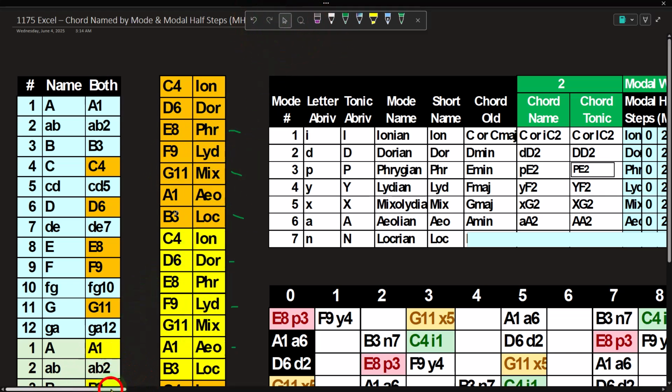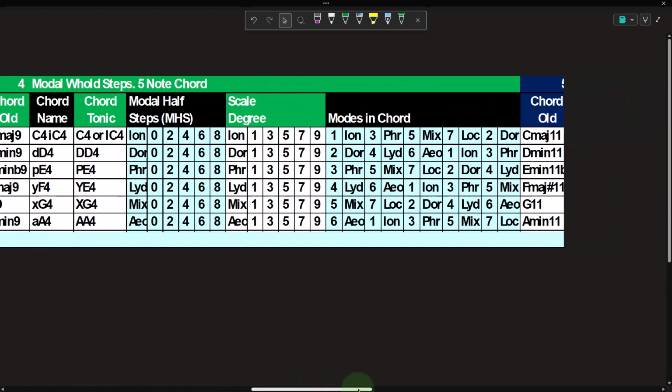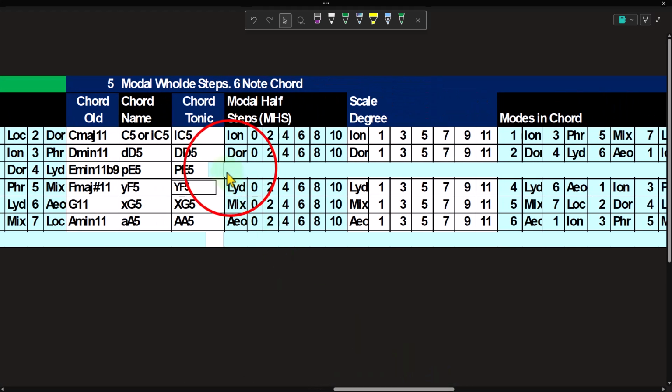I tell you, you could try to make music without making sense, but I'm telling you, it's not as easy. You're doing it the hard way.